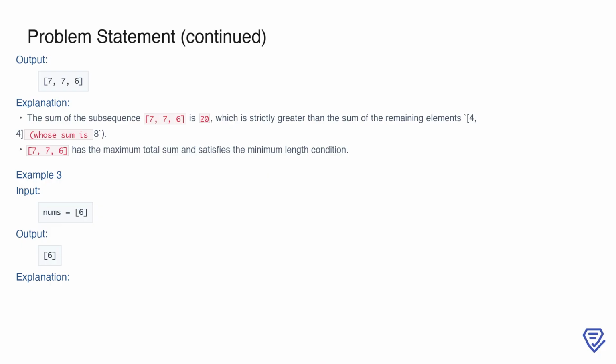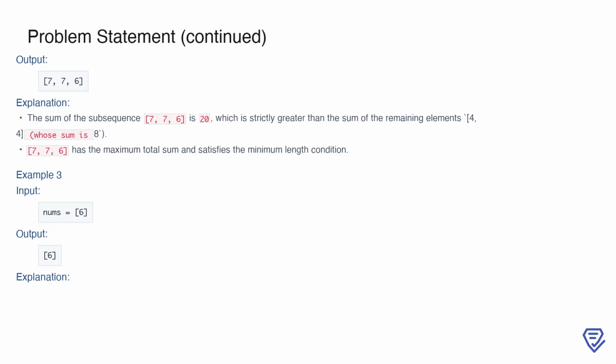Now, let's look at another example. For the input array nums equals 4, 4, 7, 6, 7, the output is 7, 7, 6. Here, the subsequence 7, 7, 6 has a sum of 20, which is strictly greater than the sum of the remaining elements, 4, 4, which equals 8. This subsequence achieves the maximum total sum while satisfying the minimum length condition.